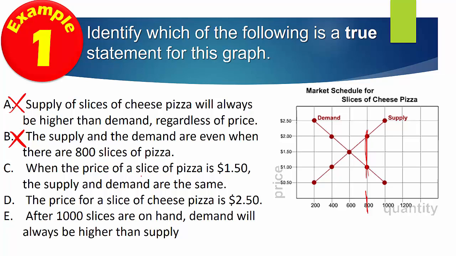When the price of a slice of cheese pizza is $1.50, the supply and the demand are the same. So if we go and we look at where the price is $1.50 and we go over, supply and demand are in fact the same. So that one is true, and we want to just make sure that that's the only one. The price for a slice of cheese pizza is $2.50. Well, price is all over the place, so that's not true. And then after 1,000 slices, demand will always be higher than supply. At 1,000, demand is actually lower than supply. Pretty straightforward, just read the graph.